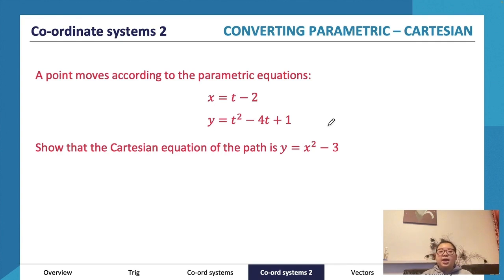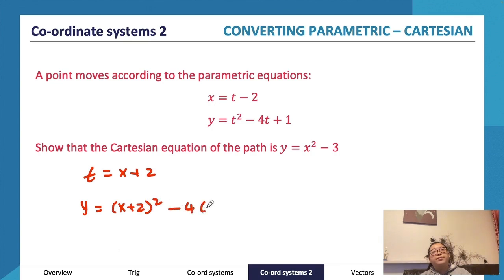But for our learning's sake, we can make our t in terms of our x and then substitute it in. So what we're going to get here is that t will equal x plus 2, and we can substitute it in here. So y will equal (x plus 2) squared minus 4 times (x plus 2) plus 1. You can see I'm just substituting wherever t is sitting with x plus 2.